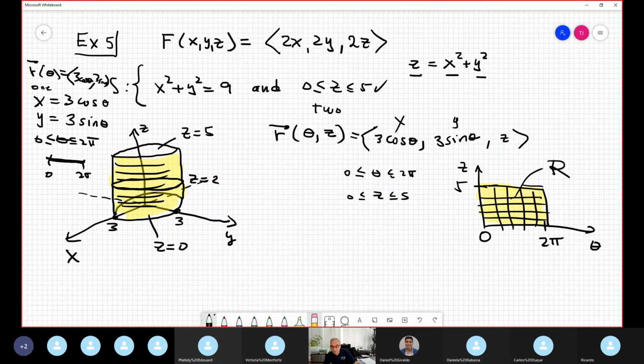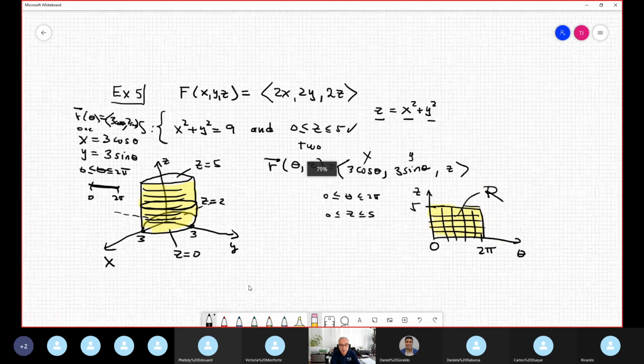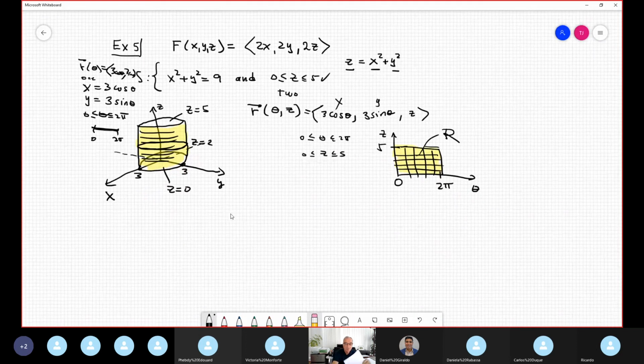Basically, this is my region R when you end the double integral. Okay, parametrization. Now you compute the partial derivative of the vector function r with respect to theta. You differentiate this with respect to theta. Derivative of cosine is minus sine, comma, derivative of sine is cosine, comma, derivative of z with respect to theta is 0.